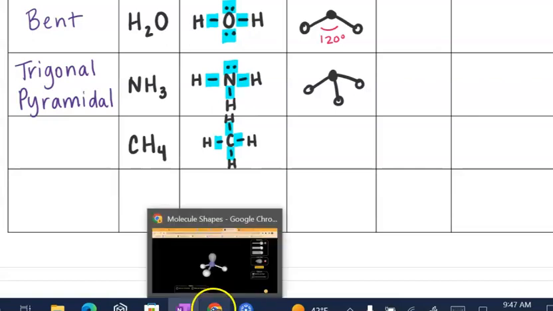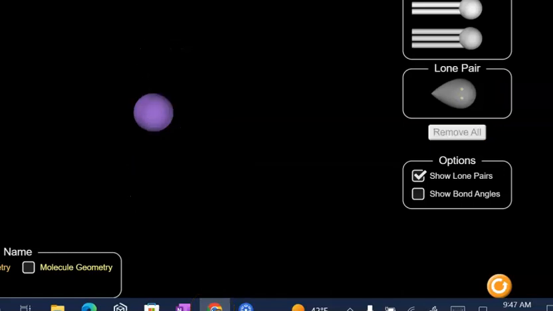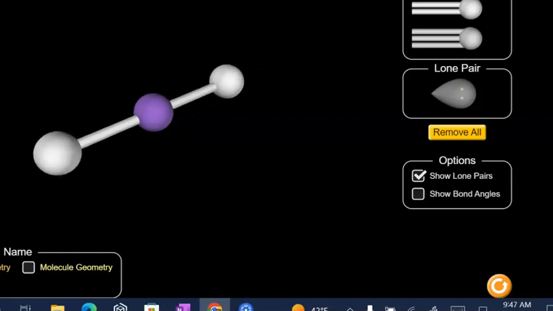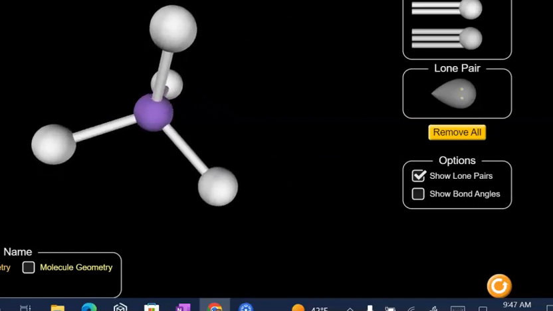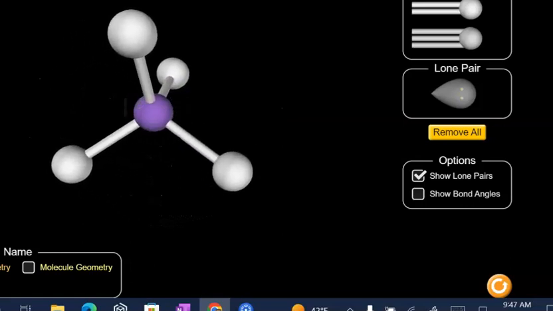Again, let's go back to the molecular shapes here. And again, I'm going to take everything off and start from scratch. So there's my carbon in the middle. I'm going to add 1 hydrogen, 2, 3, and 4. So take a look at this structure right now. I'm just going to kind of rotate it a little bit so you can see it.